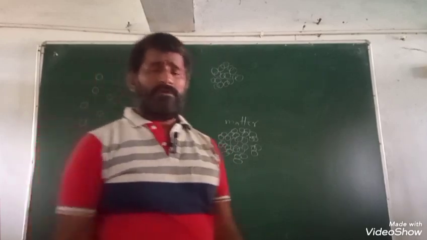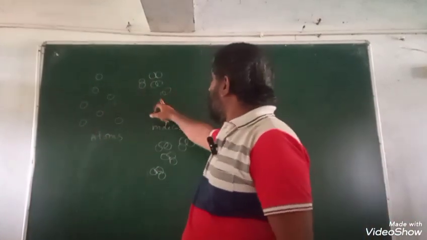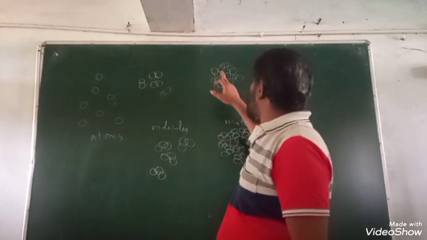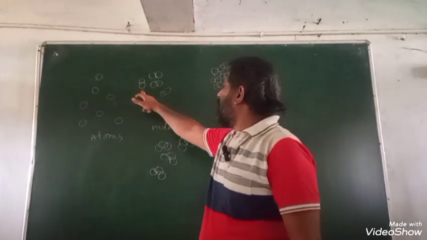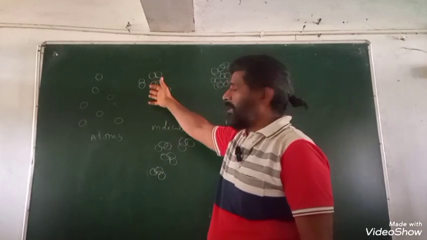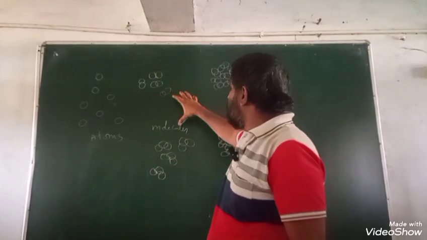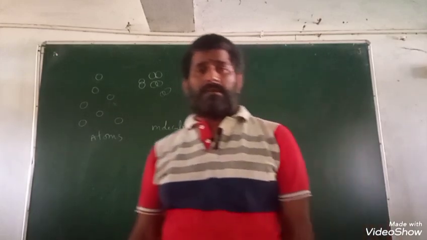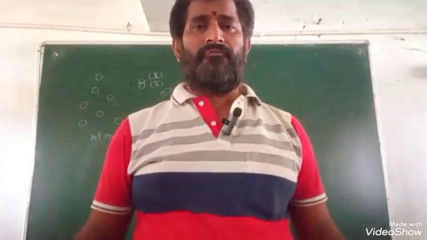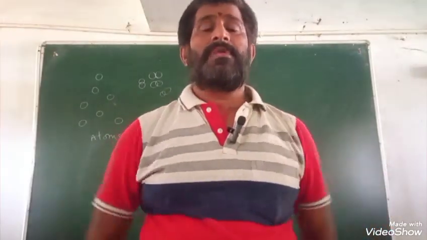Okay. First of all, as we know, atoms combine to form molecules. Molecules unite to form matter. So atoms are randomly present like that. They combine to form molecules. Three atoms combine to form a molecule, like that. These formed molecules unite together to form the matter. Like that, the total matter is composed of atoms. Atoms combine to form molecules, molecules unite to form matter.